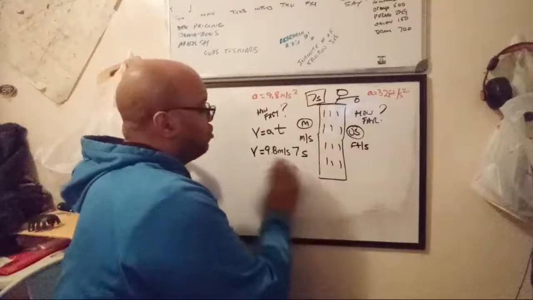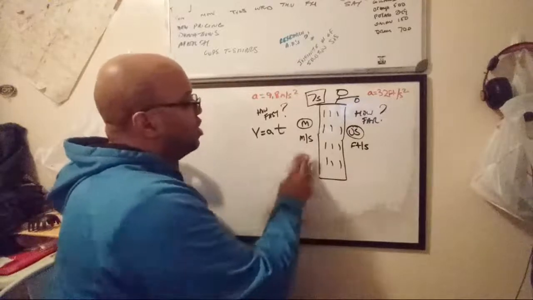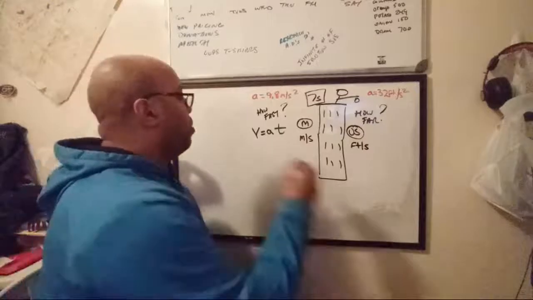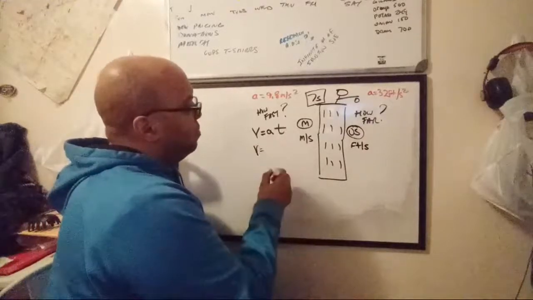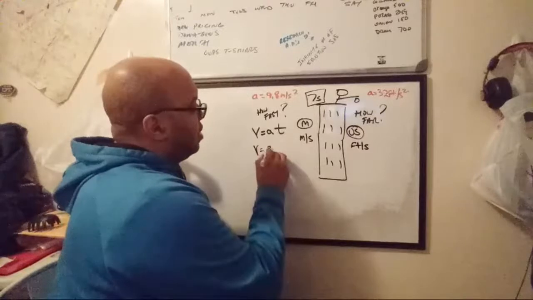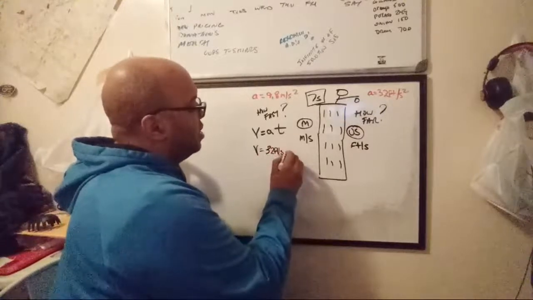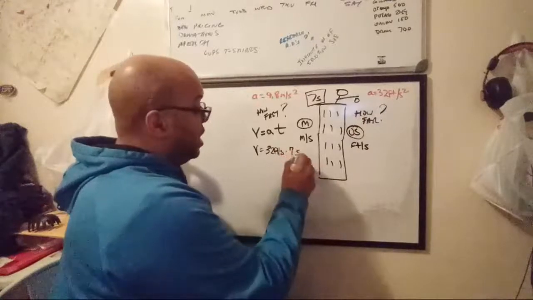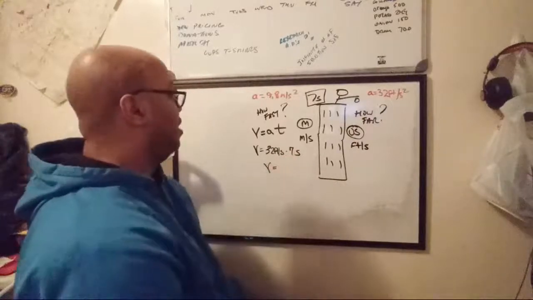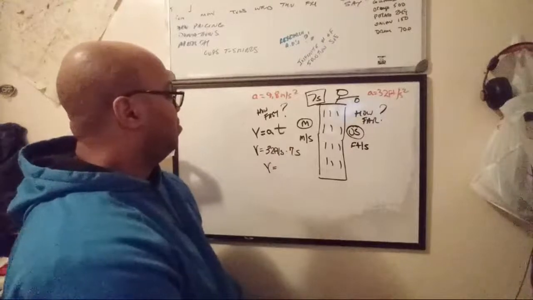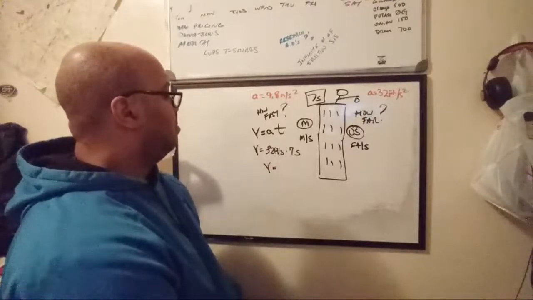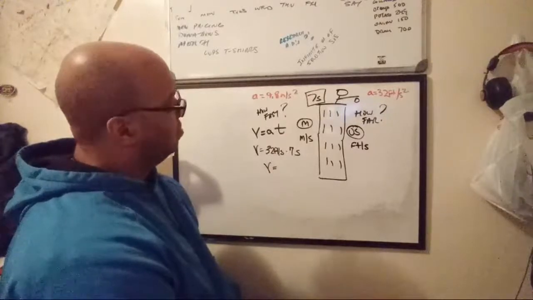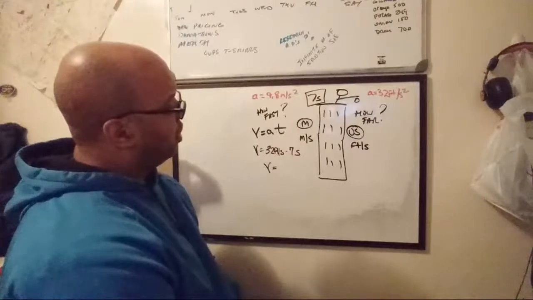Okay, so that was metric units. Now we're gonna do U.S. customary units. What do we plug in for acceleration, sir? 32 feet per second squared, times what? Times 7 seconds. Very good. What is my velocity? 224 feet per second. Good job.